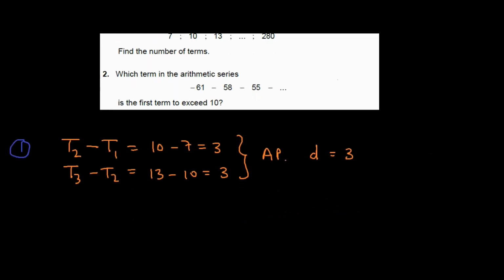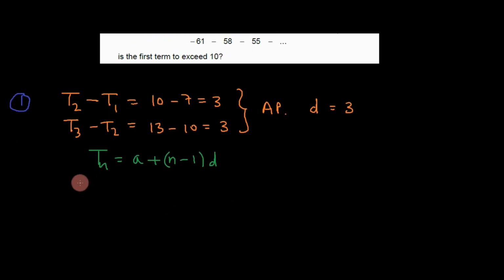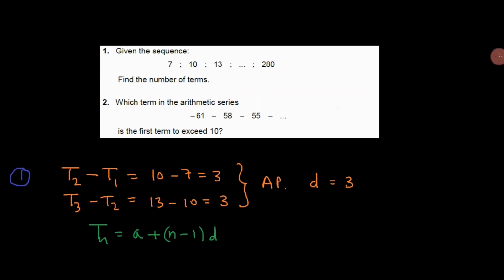We're going to use the formula again, T sub n equals A plus (n minus 1) times d. Let's write down what we have and what we need to find. We've got the first term a. The value of a, of course, is 7.